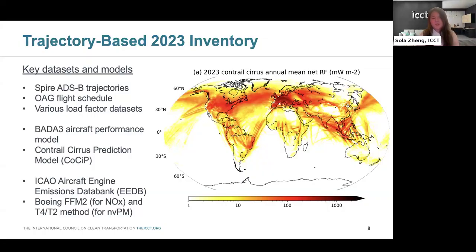because of how dense the air traffic is in that region, but also how the atmosphere pockets tend to be colder and more humid in this particular part of the globe. There's another hotspot in the Southeast Asia region as well. And then I'll come back to how this informs our design of the mitigation scenarios.